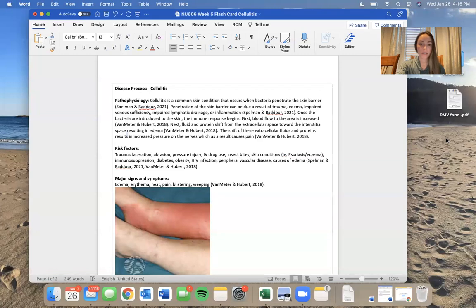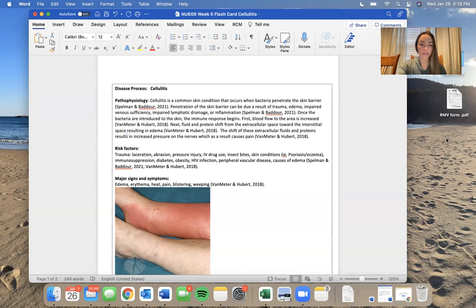First, blood flow to the area is increased. Next, a fluid and protein shift from the extracellular space toward the interstitial space results in edema. Then the shift of these extracellular fluids and proteins results in increased pressure on the nerves, which as a result causes pain.